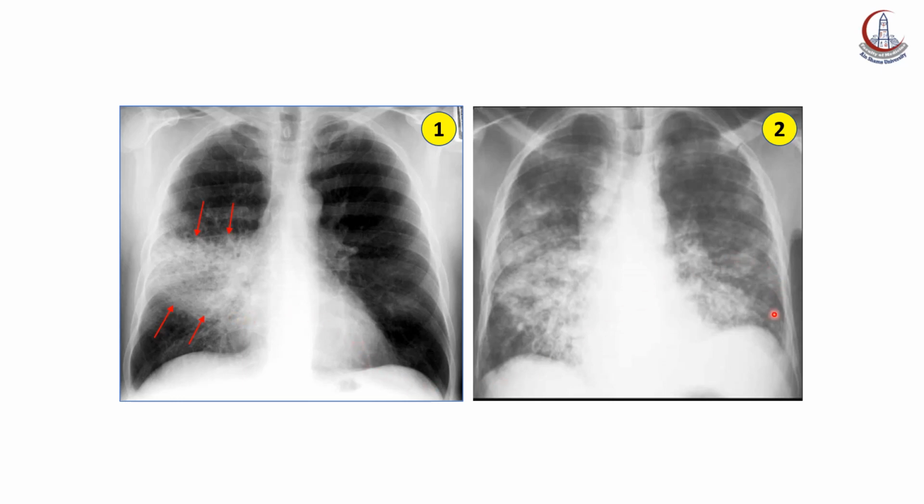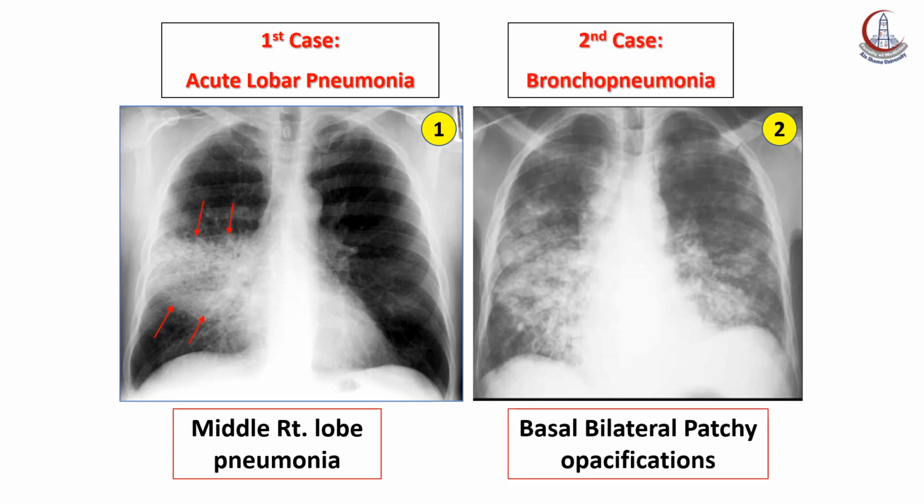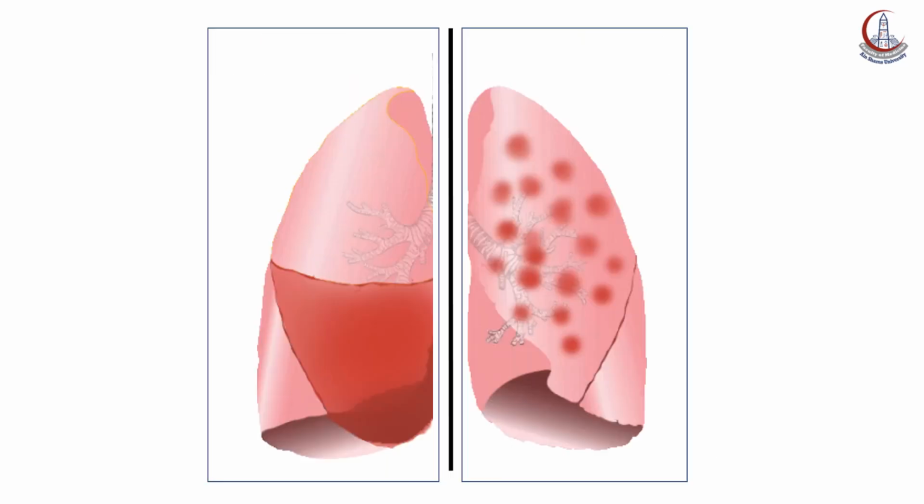In the second case, the 70-year-old male, there are multiple bilateral basal lung opacities, opacities meaning white shadows. First case: acute lobar pneumonia affecting the middle lobe, while the other case is bronchopneumonia, with bilateral basal patches of opacities. The difference between the two cases: the whole lobe is affected, showing consolidation or solidified lung tissue, while the other case shows multiple patches of consolidation all over the lung and more basally.